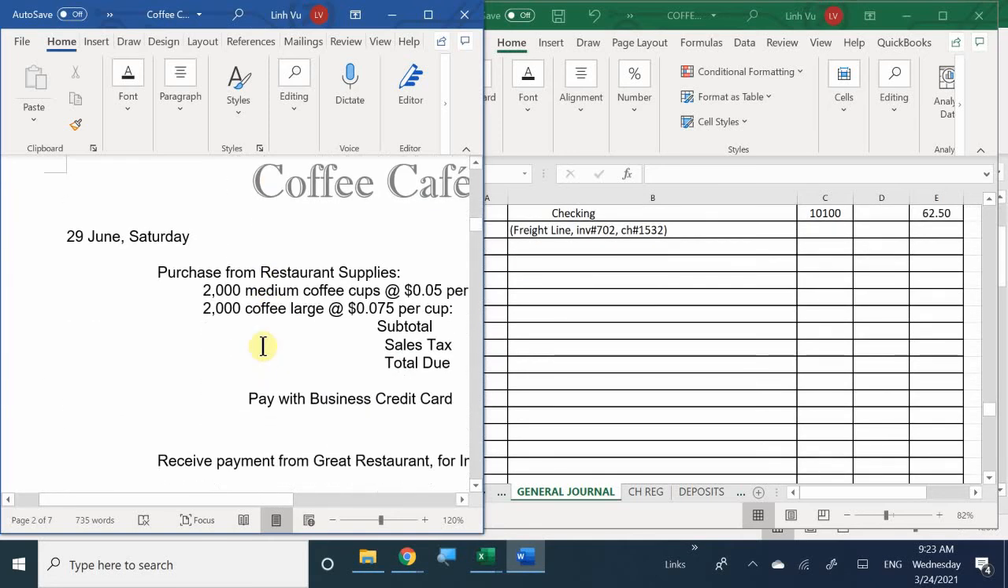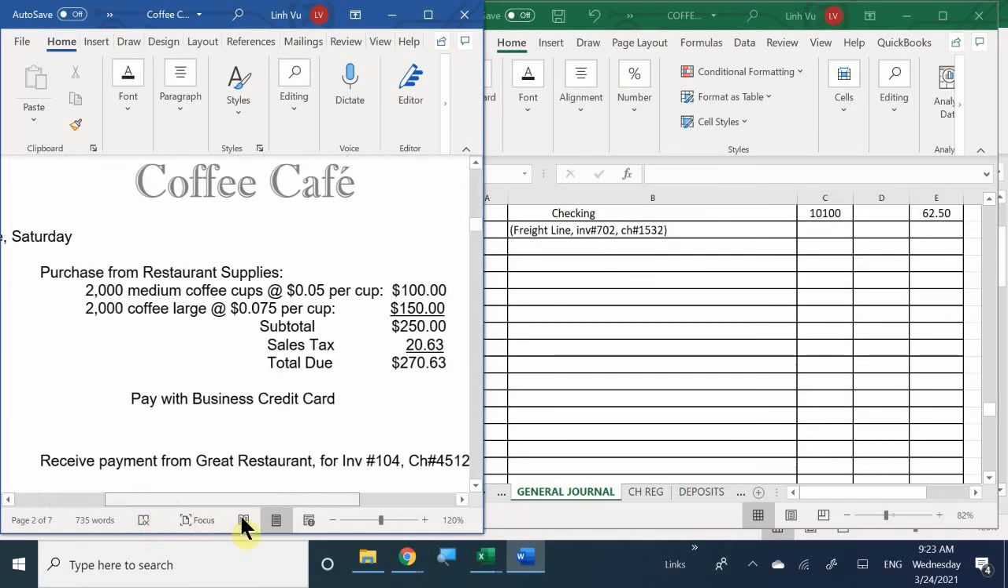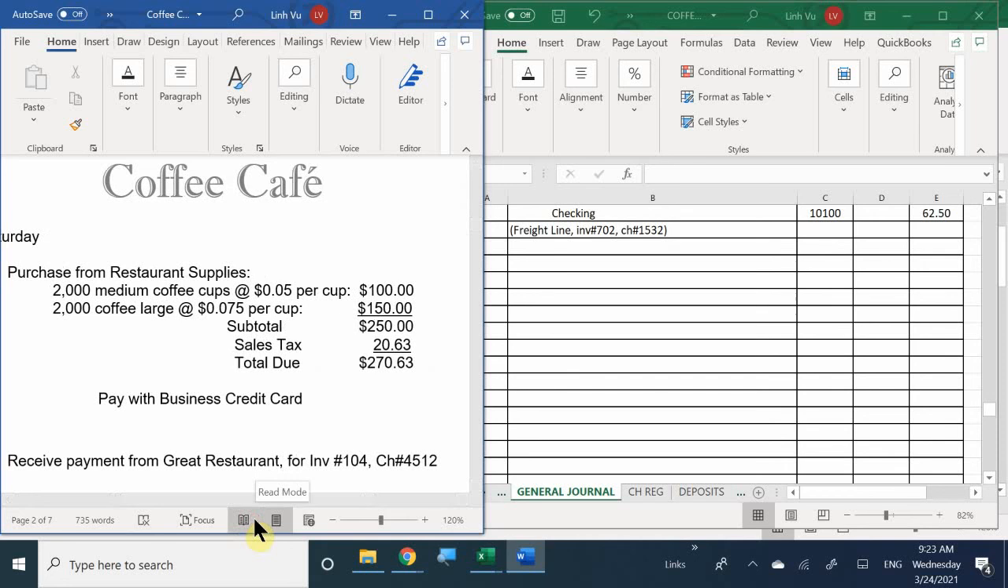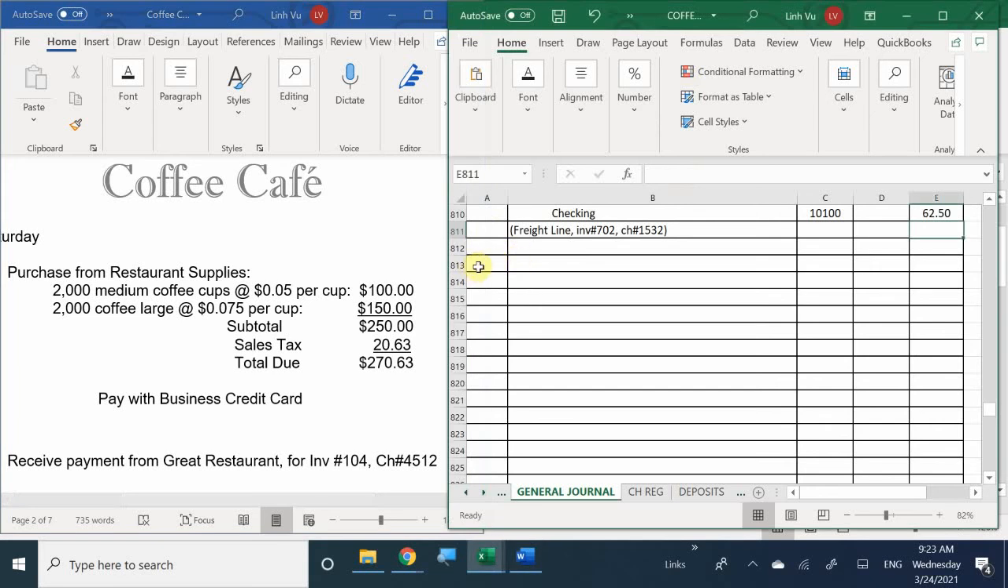So what has happened here? Purchase from the following supplies. We purchased more cups from restaurant supplies. So 629. So once again, how am I going to journalize this? Purchase order. It's not a purchase order. We actually physically went to the store and purchased these cups.